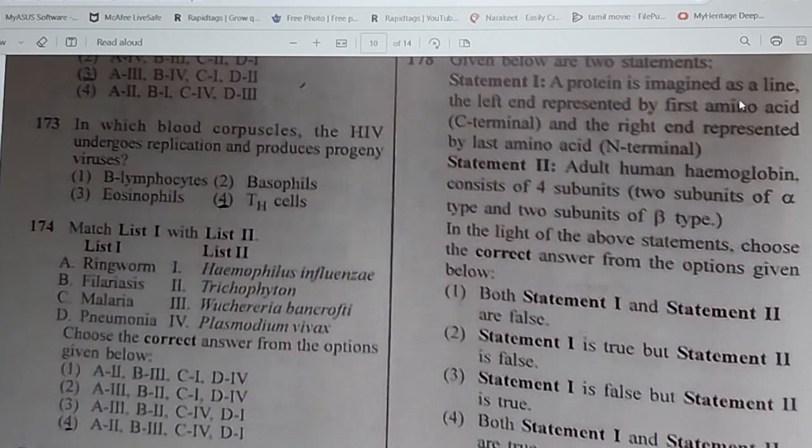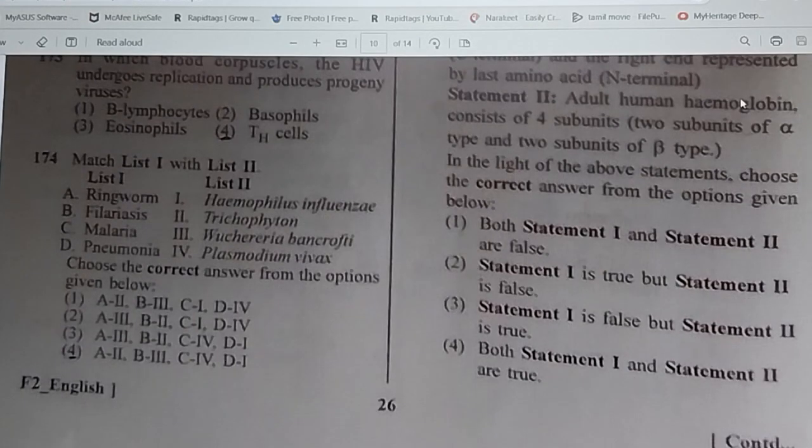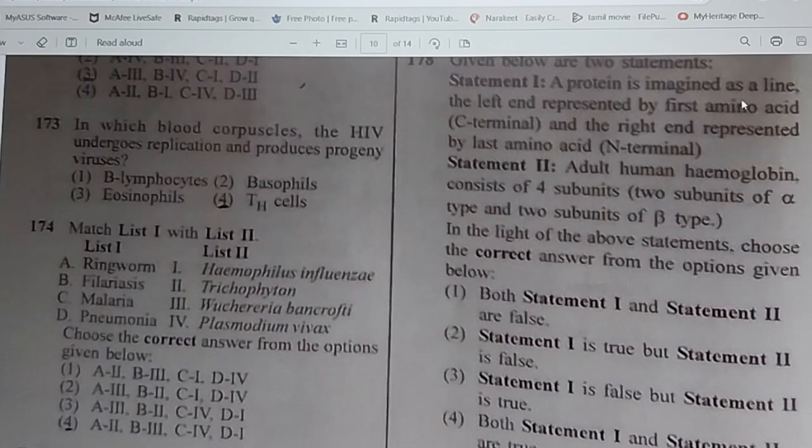173. In which blood corpuscle cells HIV undergoes replication is T helper cell, very correct answer. That is option D. Then 174, we have to match. So ringworm is Trichophyton. Filariasis, Wuchereria, malaria, Plasmodium vivax, pneumonia, Haemophilus influenzae. So option is D.